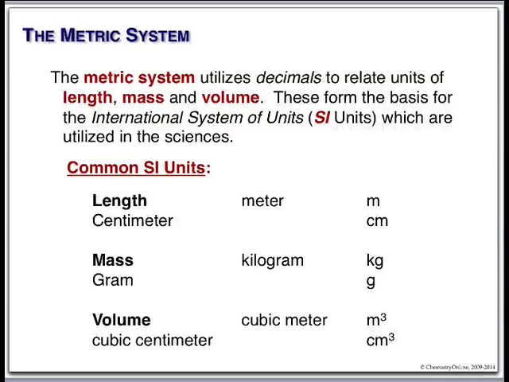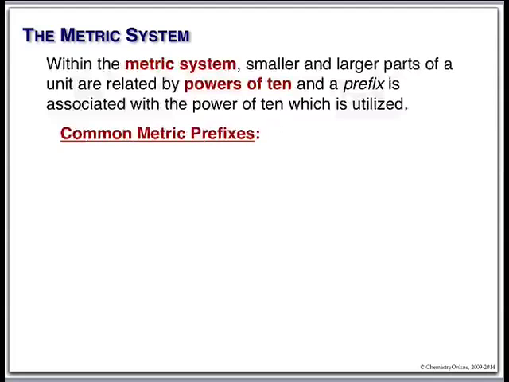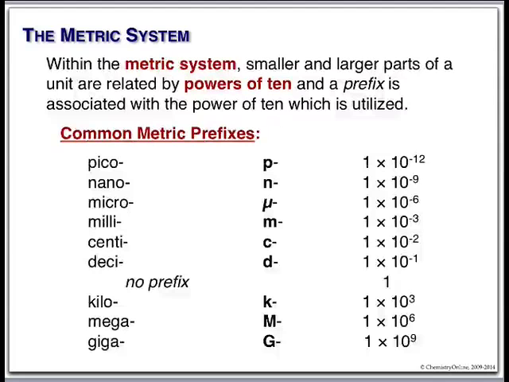We take in the metric system and we place multipliers in front of the standard units in order to get the unit we want to work with. We do this with a set of prefixes. p for pico, n for nano. This is the Greek symbol mu. Mu is micro, 10 to the minus 6. Milli, centi, deci, kilo, mega, and giga.